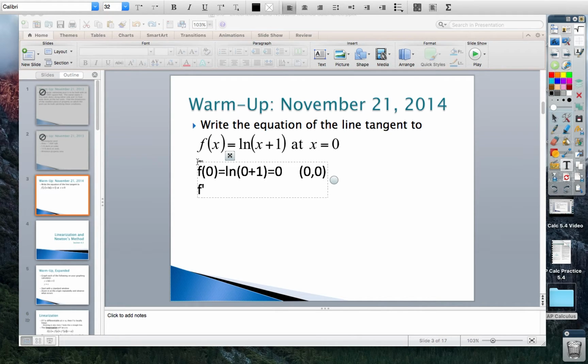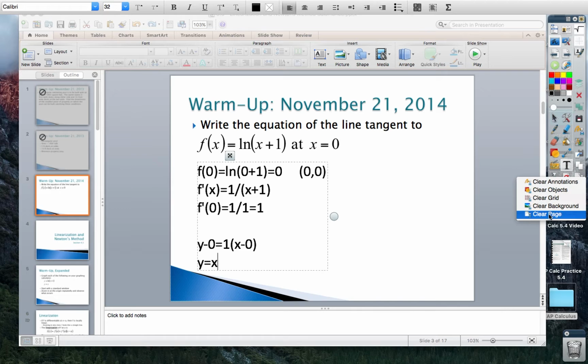Next thing we do is we find f prime of x. F prime of x turns out to be 1 divided by the quantity x plus 1. We substitute that 0 in to find the slope of the tangent, and we get 1 divided by 1, which is equal to 1. And finally, use the point-slope formula to find the equation of a line. In this particular case, it turns out to be y equals x. So that's how you find the equation of a tangent line.